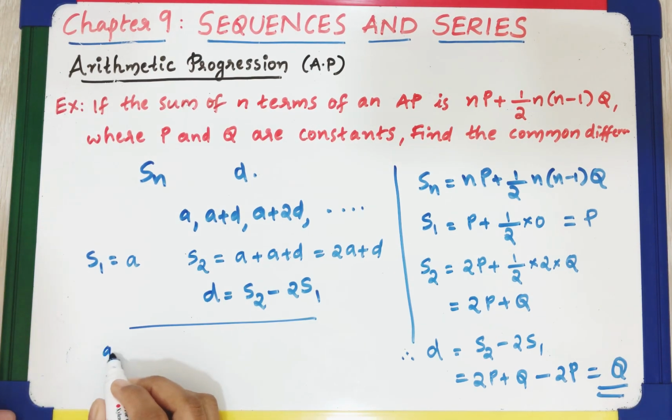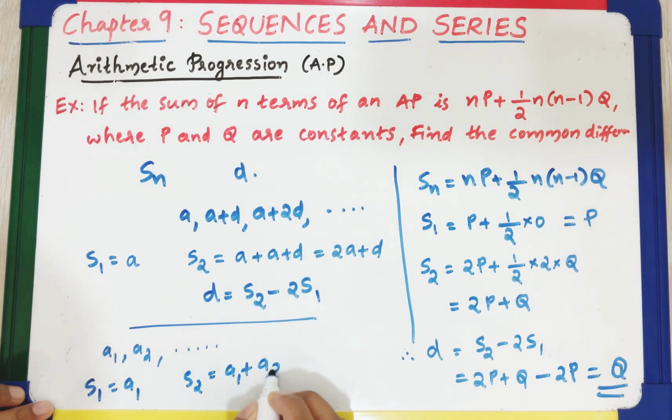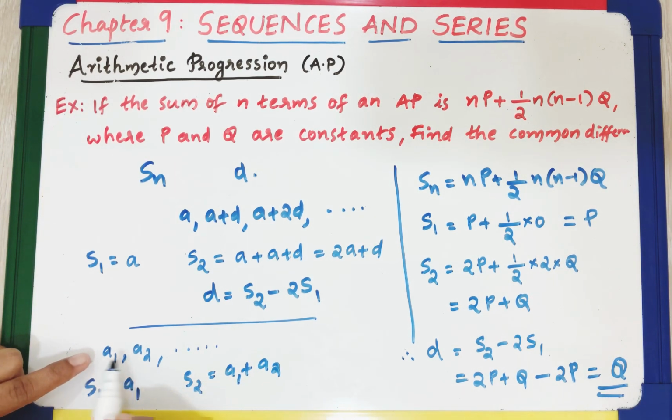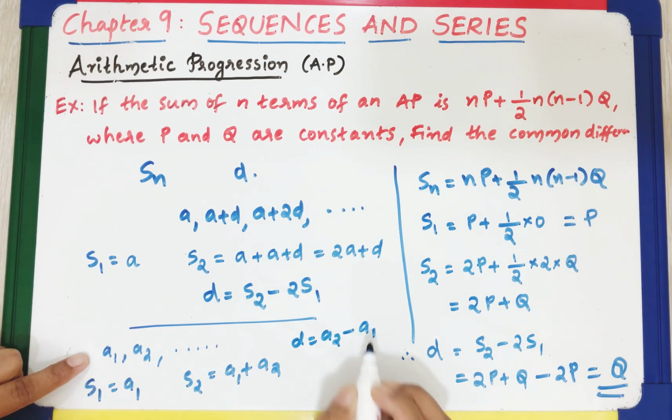Or, let a1, a2, etc. be an arithmetic progression. S1 is equal to a1. S2 is equal to a1 plus a2. What is d? d is equal to a2 minus a1. The common difference d is equal to a2 minus a1.